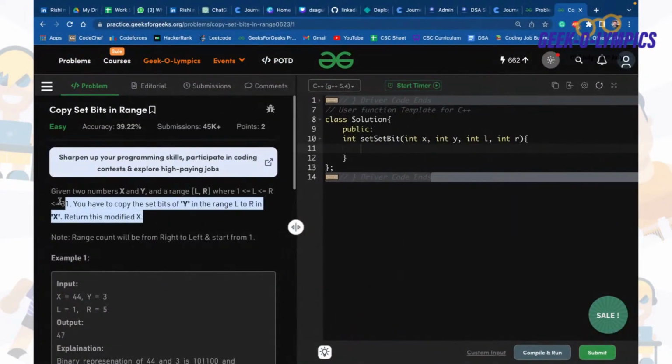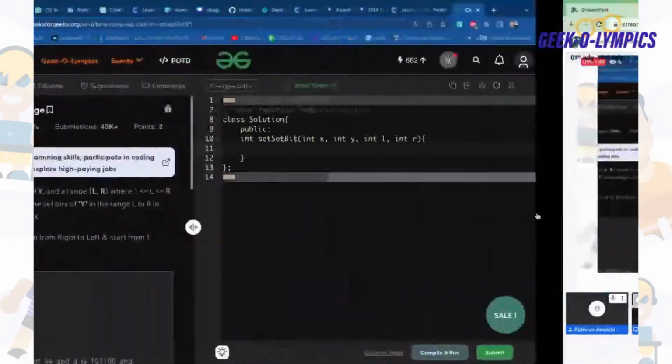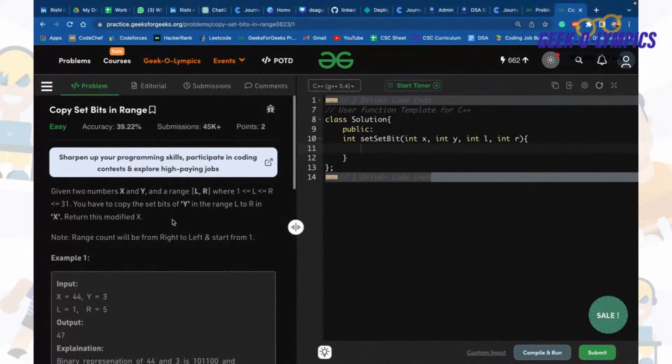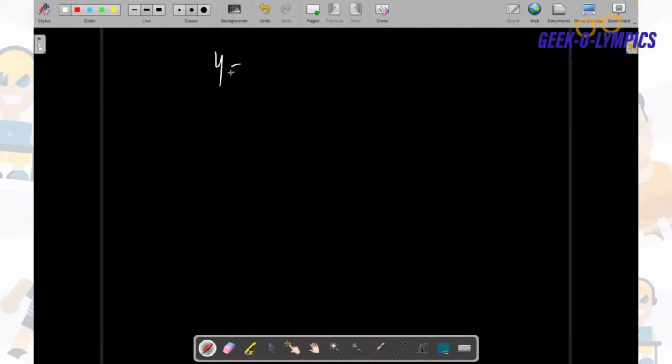Here you can see the problem today is copy set bits in range. The problem is easy, but quite complex to understand, and it uses some basic properties of bits. The problem says that there is a number y given to you, and a number x given to you, and a range from L to R. First of all, this range is one-based, meaning starting from one.